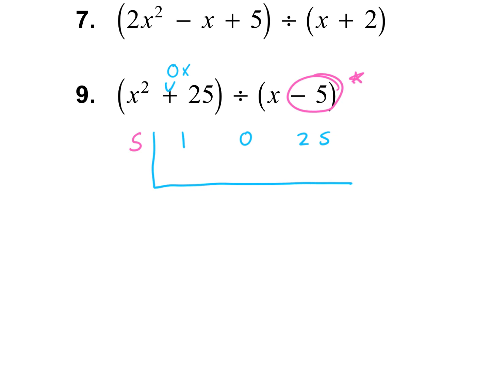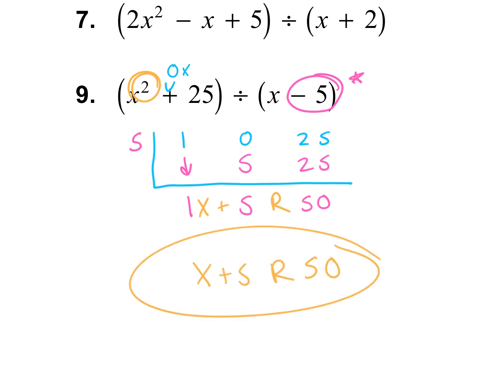What do I do first for synthetic division? Drop down the 1 and multiply. Then we add the inside. Multiply the outside, add the inside, we get 50. So now I need to write my answer. If I start with x squared, my answer is going to start with x. Perfect. It's always one less. So it'll be x plus 5, remainder 50. So that is my answer.